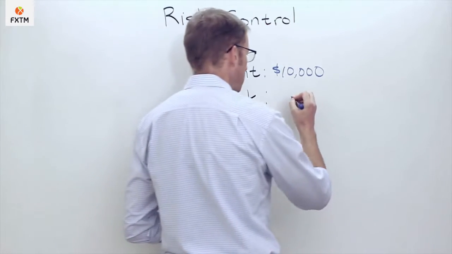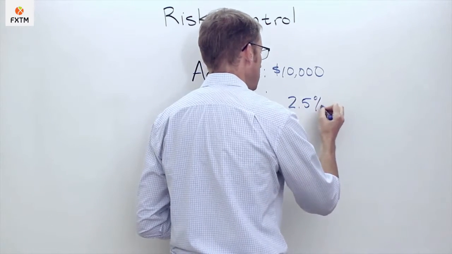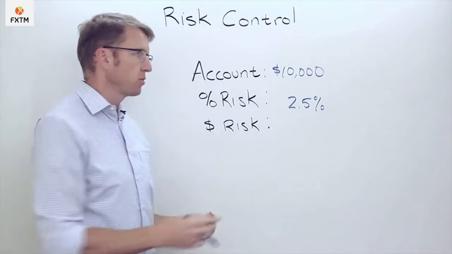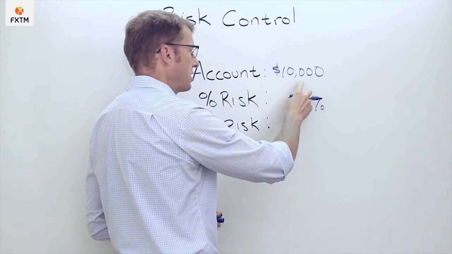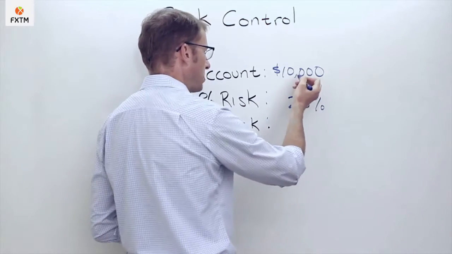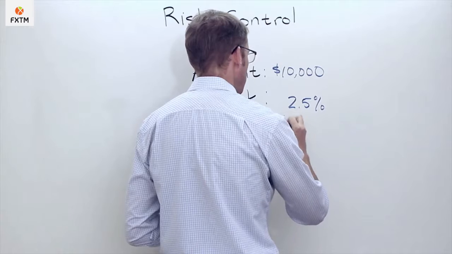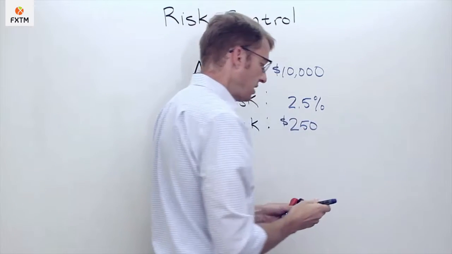So we'll say hypothetically again that this trader's decided that they're willing to put 2.5% of their total account at risk in any given trade. Now, the reason why we're doing this as a percentage is that way it will allow them to be consistent as their account goes up or down in value. So if we take 2.5% and multiply that by our $10,000 account value, then that means that trader is willing to put $250 at risk in any given trade.